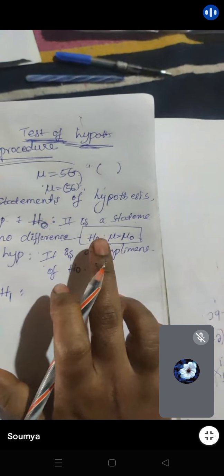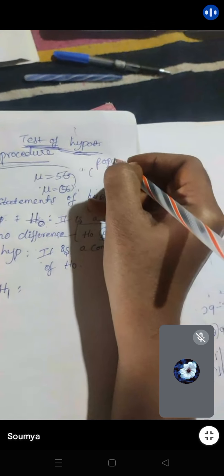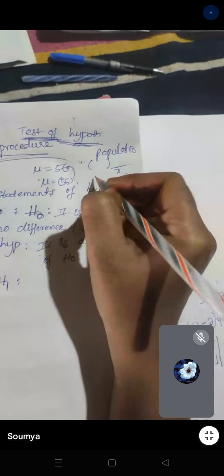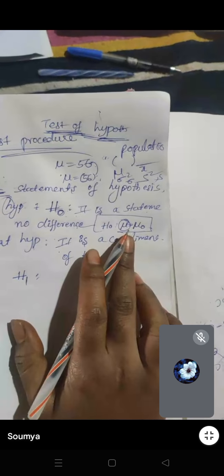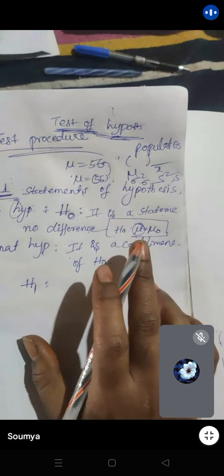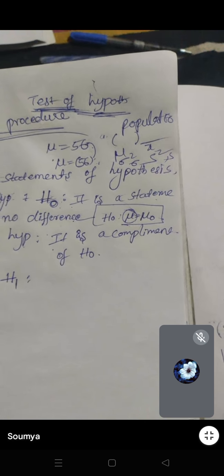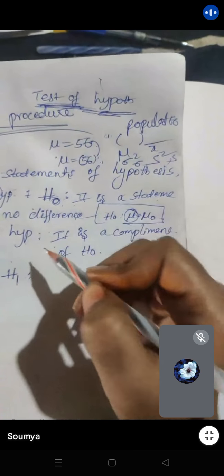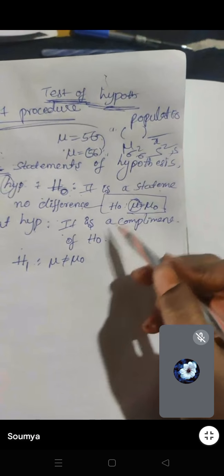And remember one thing, in the null hypothesis or alternative hypothesis, we consider only population parameters. We won't go for x bar, s square, s. We will go for mu, sigma square, sigma. So it is a statement of no difference, and we denote mu equals mu naught. Next, here it is the opposite of this one.